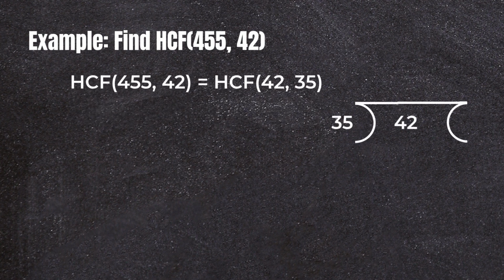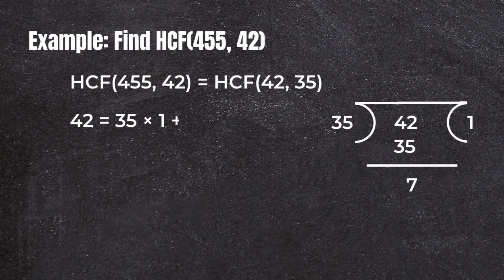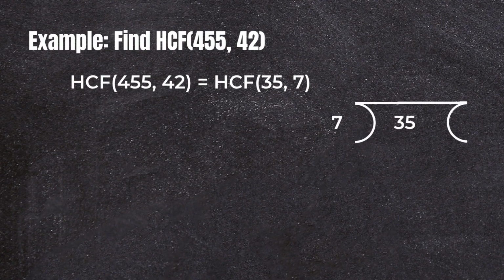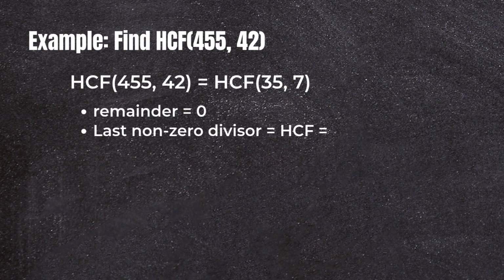Next, dividing 42 by 35, we get a quotient of 1 and remainder 7. So 42 equals 35 times 1 plus 7. Again, any common divisor of 42 and 35 divides 7. Thus, the HCF of 42 and 35 equals the HCF of 35 and 7. We've reduced the pair to 35 and 7. Now divide 35 by 7, quotient 5, remainder 0. Since the remainder is 0, the algorithm terminates and the last non-zero divisor, 7, is the HCF.